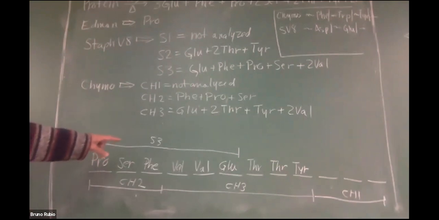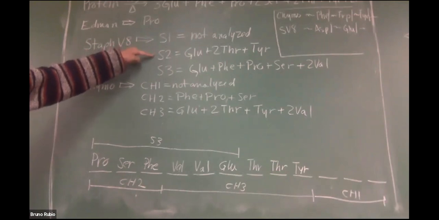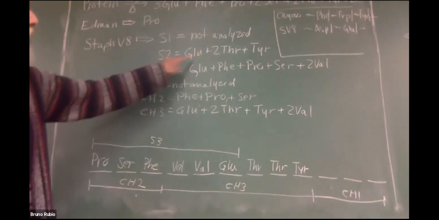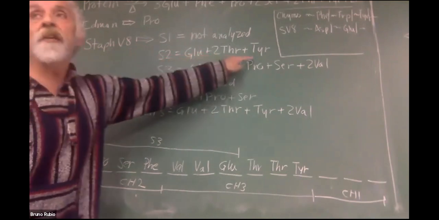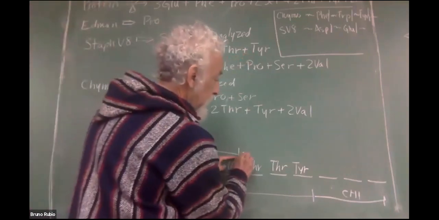Now, two threonines, huh? The two threonines came out in this fragment S2. Here they are. S2 is 4 amino acids long, so this must be S2.